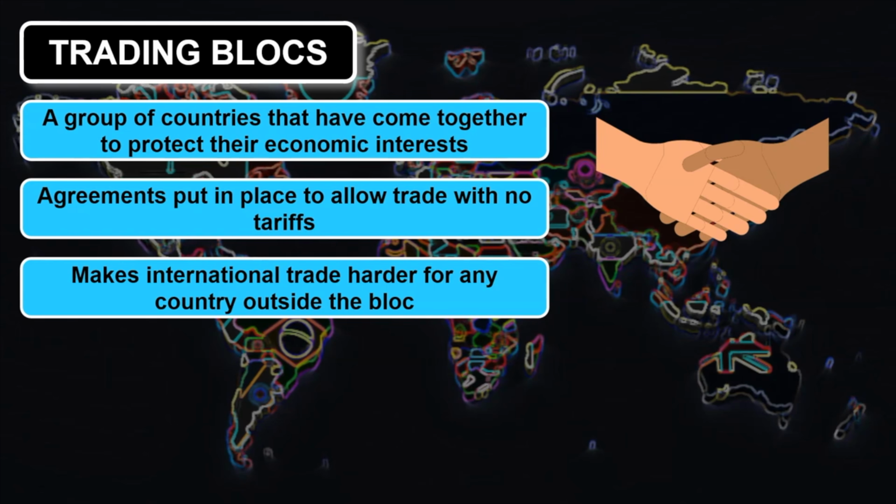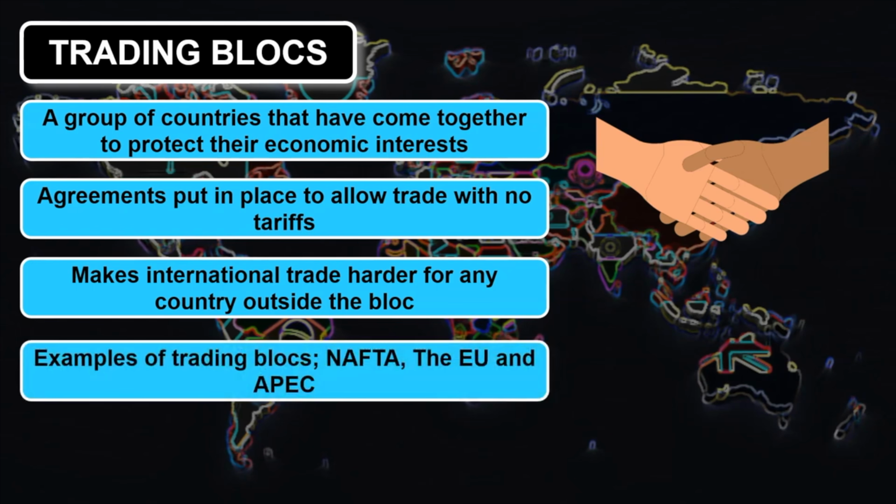Therefore, a trading bloc is a barrier to true international trade, as it makes the free movement of goods and services much more difficult. Examples of trading blocs are NAFTA, the EU, and APEC. Each of these has their own set of rules that benefits only those that are part of that bloc, and this is what hinders global trade.